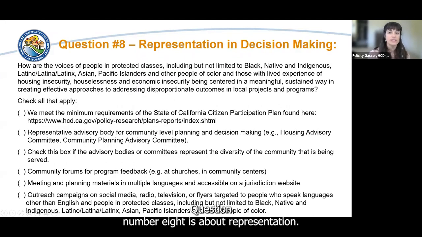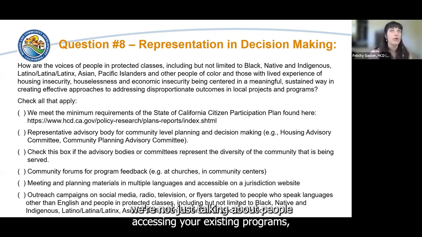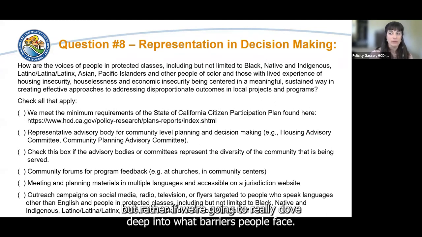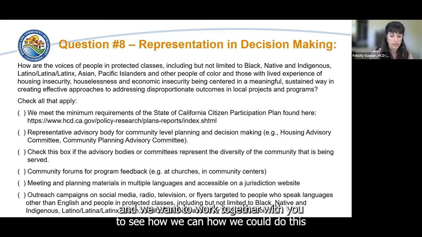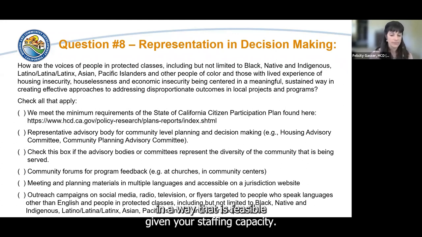Question number 8 is about representation. So I often think when we're talking about racial equity, we're not just talking about people accessing your existing programs, but rather if we're going to really dive deep into what barriers people face, it's about helping to design and inform program design. We know that this is probably a pretty big shift for many of you, and we want to work together with you to see how we could do this in a way that is feasible given your staffing capacity.